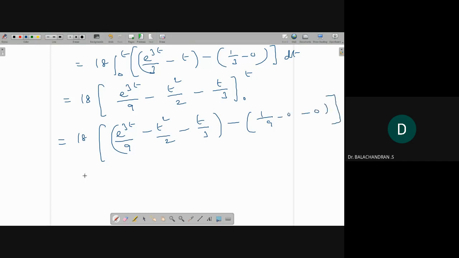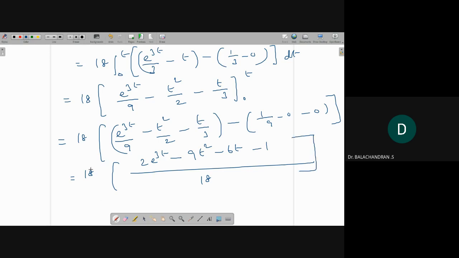Okay, if you take 18 as LCM, so 2 e power 3t minus 9 t square minus 6 t minus 1. So 18 gets cancelled. The final answer is 2 into e power 3t minus... so minus 2 will come out. Yes, minus 2, correct, thank you. Minus 2, 9 t square minus 6 t minus 2. So this is the final answer.